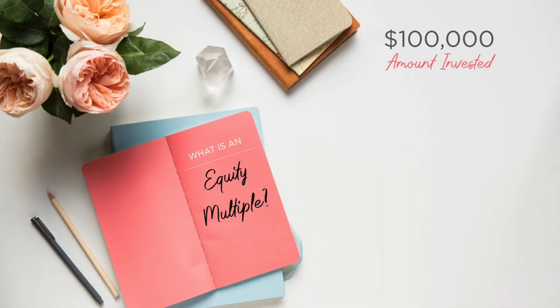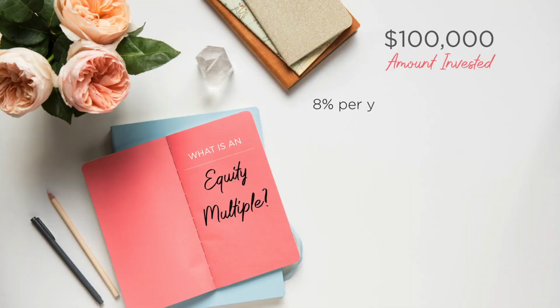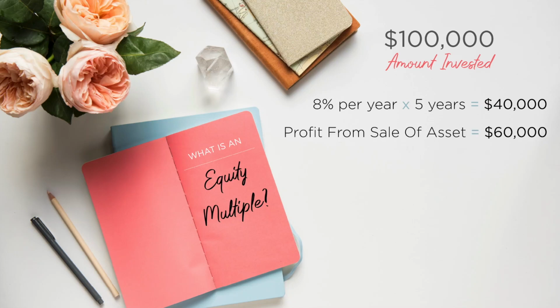Okay, so for example, let's go back to the deal with the 2x equity multiple. Let's say you were to invest $100,000 into this deal. Let's say that this deal has a projected annual return of 8%. That means that you would get about $8,000 per year for 5 years. In other words, you would get about $40,000 in cash flow distributions over those 5 years. But that's not all, because then when the asset is sold, you would get your original $100,000 back, plus, let's say, another $60,000 in profit.